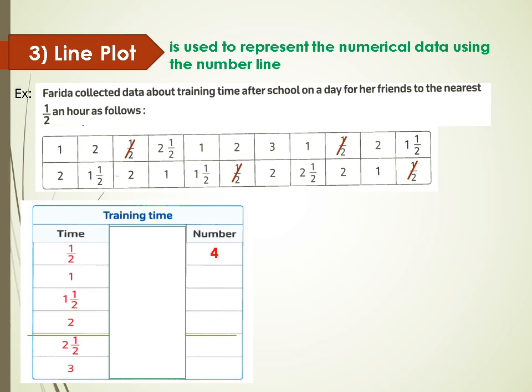Now we will represent the numerical data by using the line plot. And don't forget the key of the line plot: X equals 1 friend. So for half an hour, there are 4 students training for half an hour, so we will draw 4 X's. And for 1 hour, there are 5 students training for 1 hour, so we will draw 1, 2, 3, 4, 5 X's, and so on.